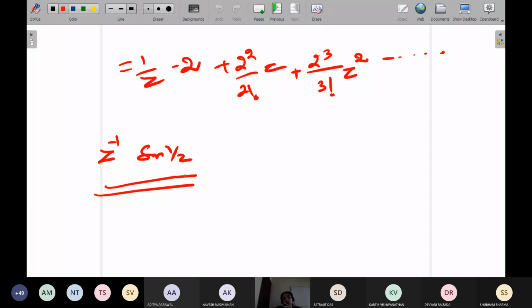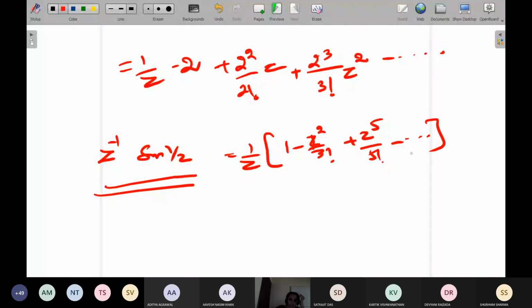It's again sine z expansion. Sine z expansion, I already told you, right? 1 minus z square by 3 factorial plus z power 4 by 5 factorial minus etc. So you can take this 1 by z inside, you'll get 1 by z minus z by 3 factorial plus z power 4 by 5 factorial and so on, correct?